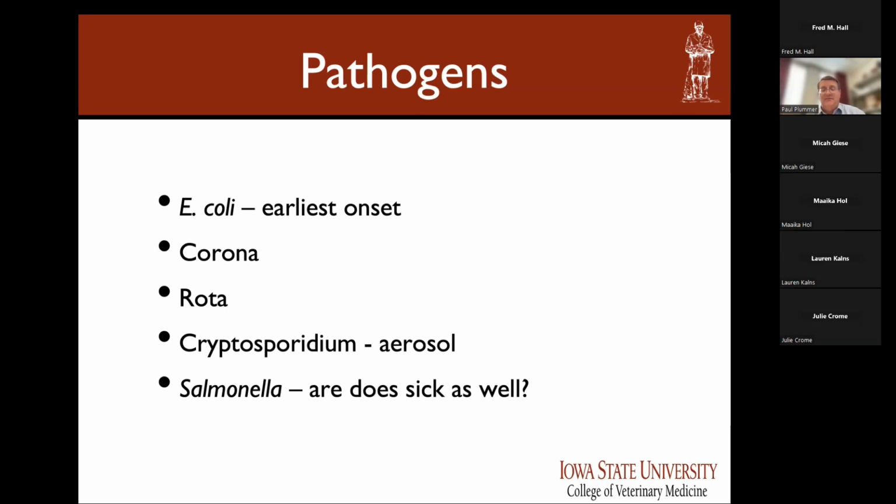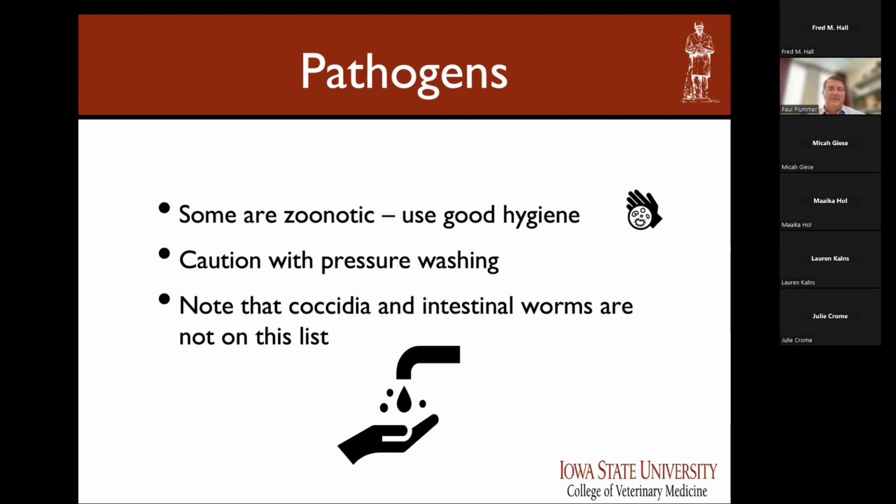In many cases, sometimes the dams are sick or having problems. And so this is one that needs to be on our differential list. But often if the issue is purely confined to the neonatal kids, it's going to move a little bit lower on my list until I have some diagnostics that are really driving me down that path. So again, E. coli, corona, rota, crypto, and Salmonella are our top 5 when we're talking about neonatal diarrheas.